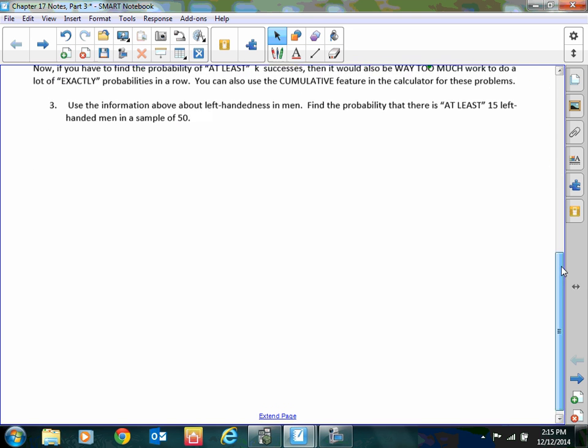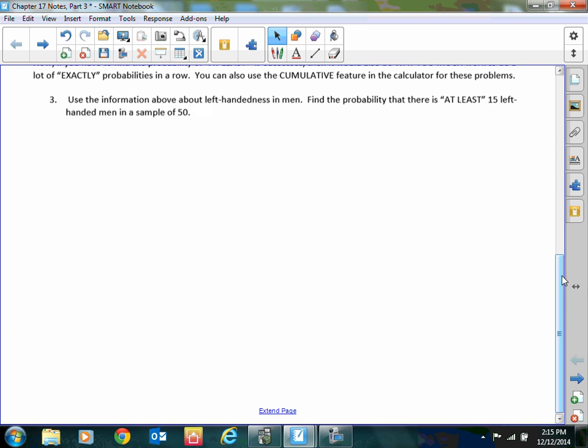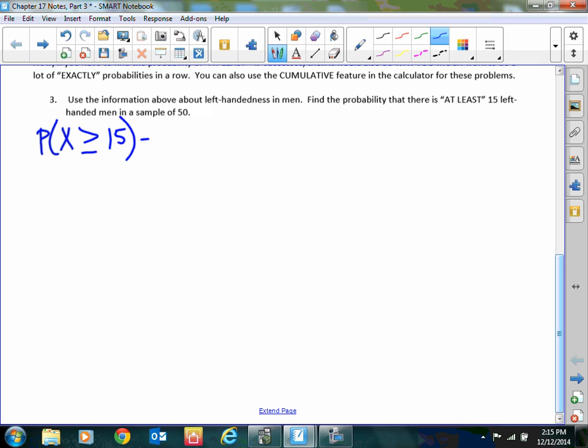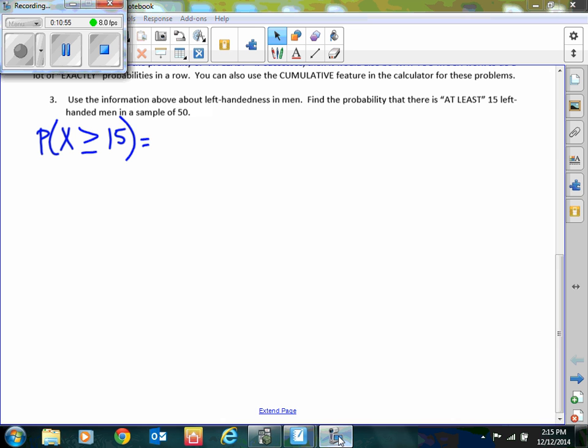Use this information above about left-handedness in men and find the probability that there is at least 15 left-handed men in the sample. If I want at least, then I'm finding the probability that X is what? Greater than, good, greater than or equal to 15. Same thing, I don't have to write them all out. I can put the first one in the series and the last one in the series. I want you to try that right now. Try putting the first one and the last one there.